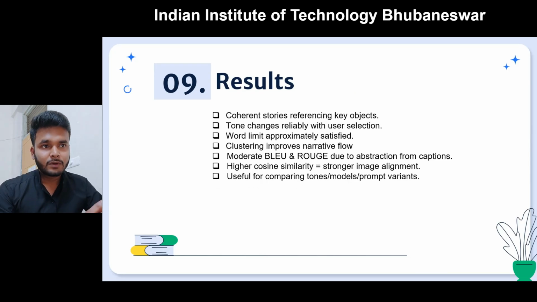These are the results of our project. We get coherent stories referencing key objects, which means we are generating the story on the basis of the objects present in our images. We can change the tone with the help of user selection, like which type of story you want, and the word limit is also taken from the user. The clustering improves the user narrative, for a user who wants a particular type of story. In our model there is a high cosine similarity, since we are generating the story on the basis of the content of the image.